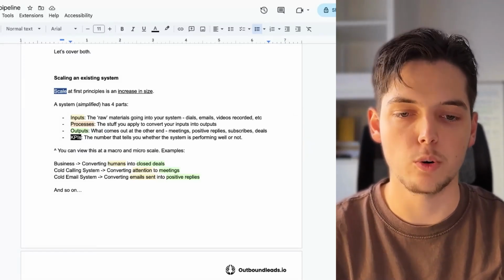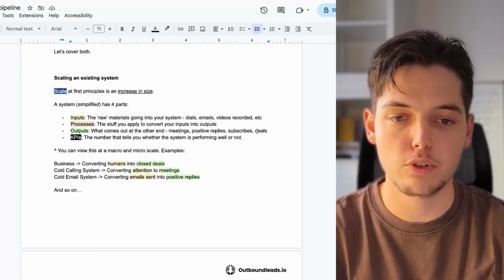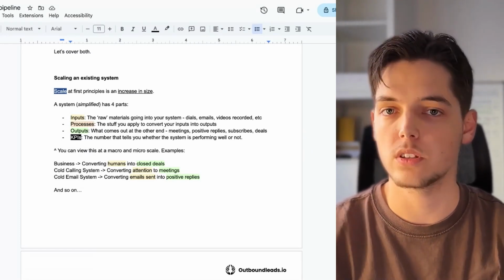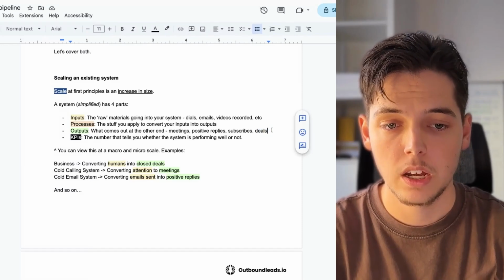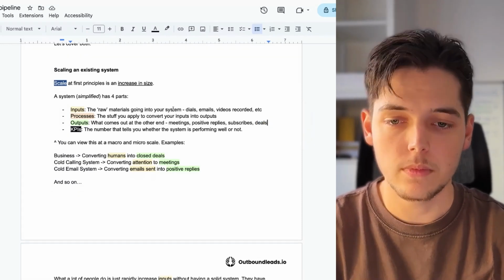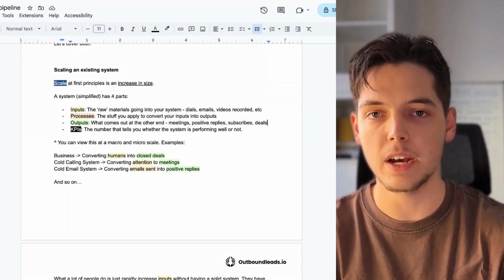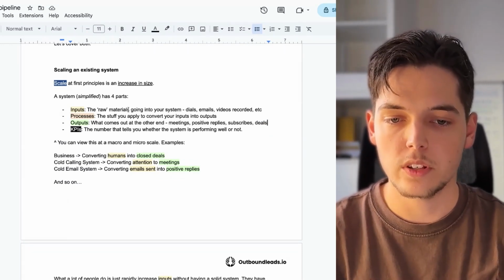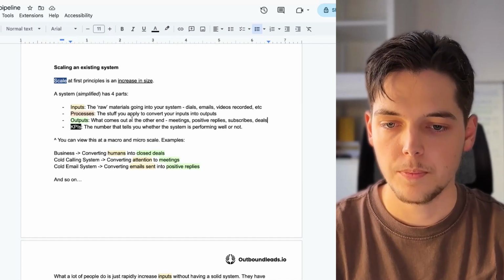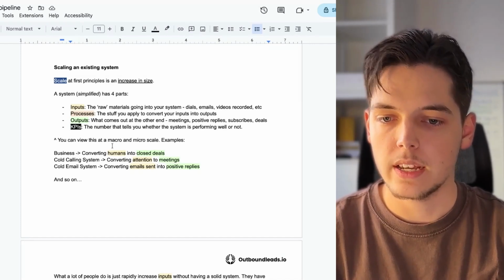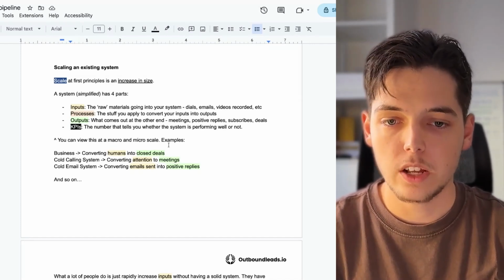So meetings or positive replies for emails, or subscribers if you're doing some sort of social media system, or deals for your sales. And then the fourth part is KPIs. Every system has a feedback loop, which tells you where the system is performing well or not. And you can view these things at a macro scale or micro scale.